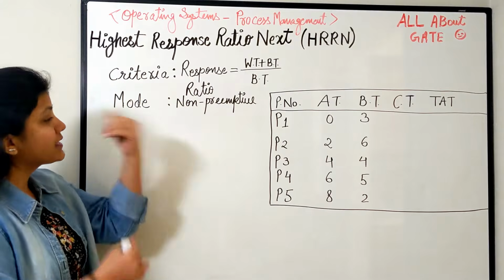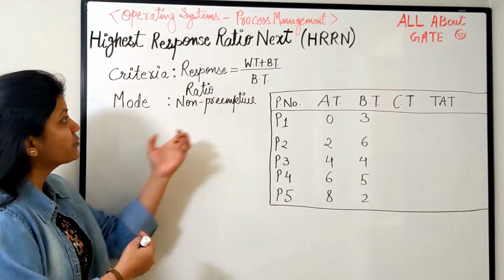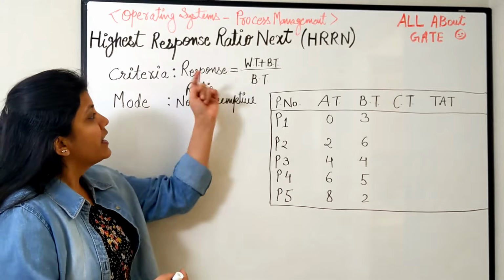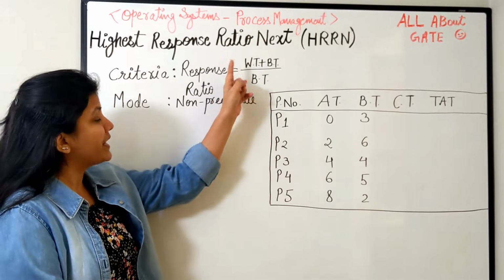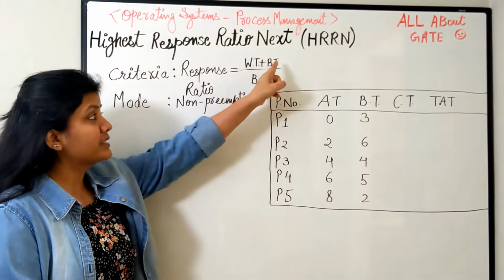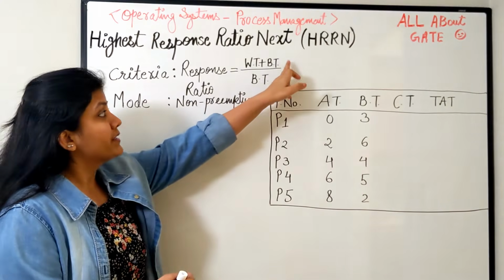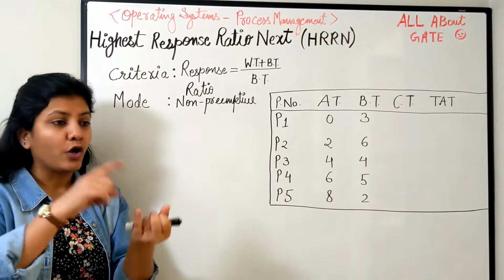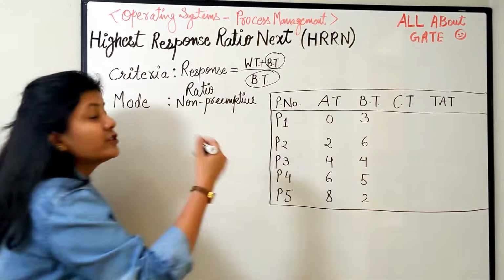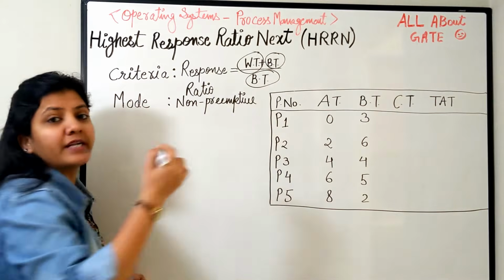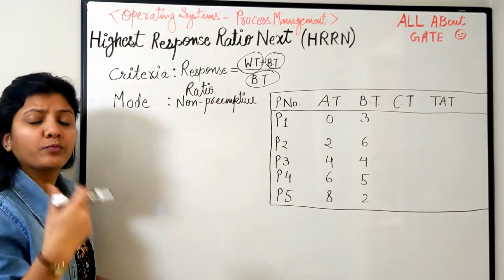It has a criterion to schedule the process, namely the response ratio. You find the response ratio for each process by taking the waiting time plus the burst time and dividing it by the burst time. So in the numerator you have the wait time; it's not only the burst time as a criterion, it is also the wait time. Somebody might wonder how the wait time makes a difference.